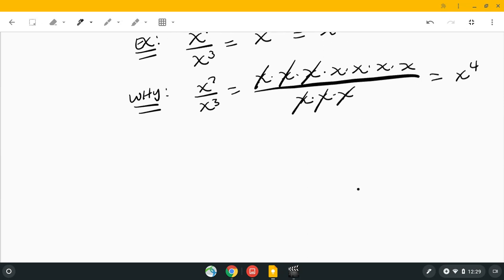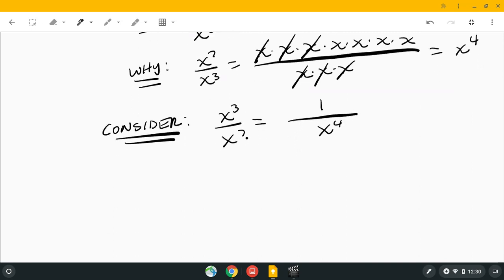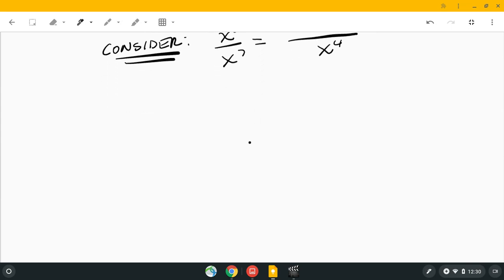Okay, so I want you to consider this. If you have it switched the other way, suppose that we have x to the 3rd there and x to the 7th down here. Well, again, it's still the same idea that 3 of these here will cancel with 3 of these here, and you'll have 4 of them left in the denominator. Okay, so you would have 1 there, but you would have 4 left here. Okay? So you can think of it more as canceling. Let's take a look at a few examples.